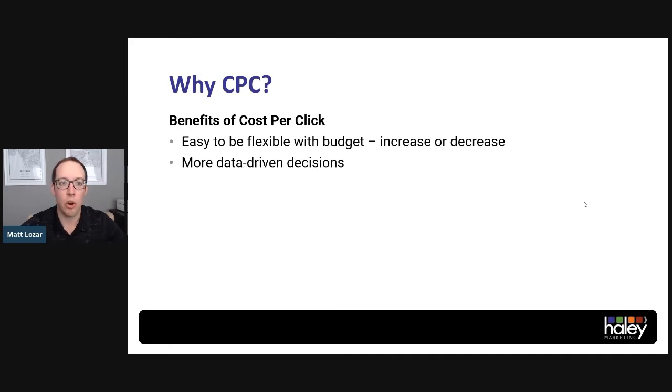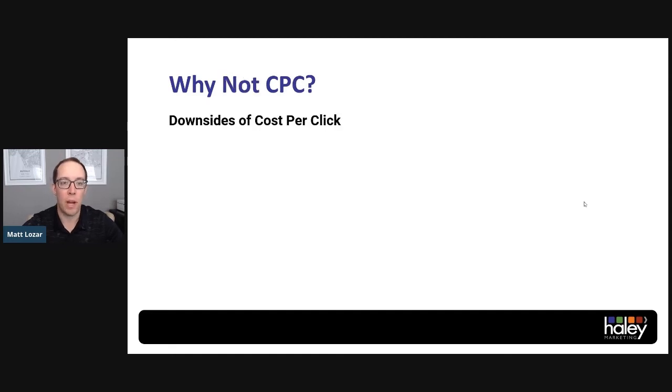Maybe you want to have a priority budget and high priority, low priority campaigns to where 2/3 of your budget goes to high priority, 1/3 goes to low priority. At the end of the month or 2 months or 3 months, you look at it and realize that's out of whack. That needs to be adjusted by 5%, 10%. Easy to make those data-driven decisions when it's cost per click. Why not cost per click?